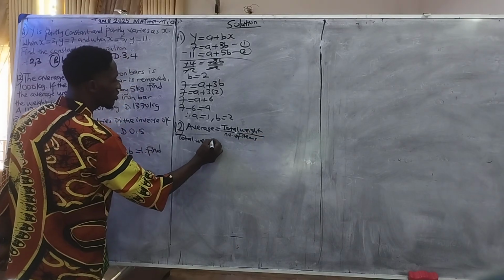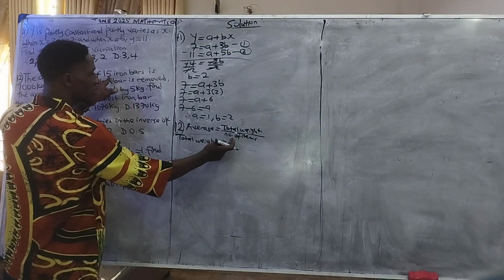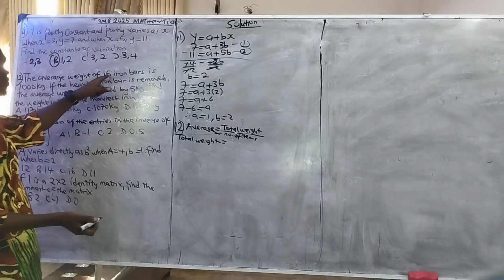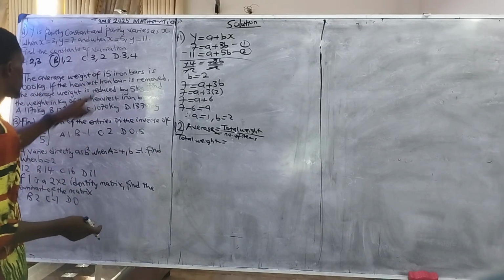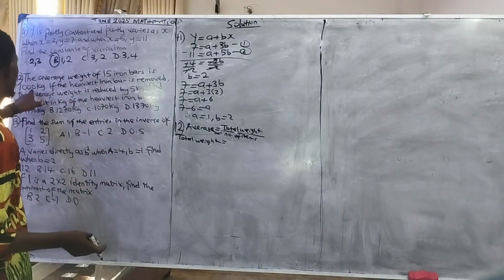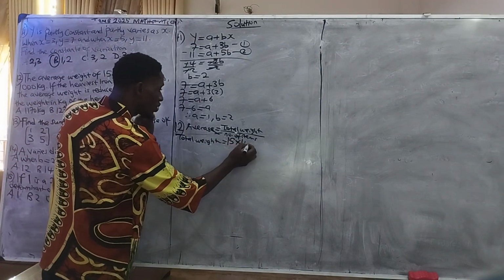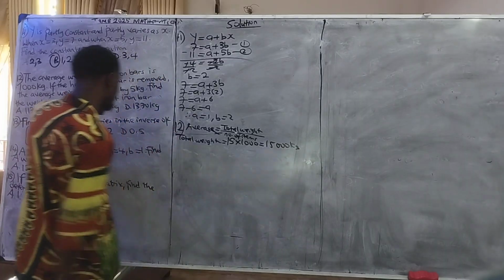So total weight, since we are given the average as 1000. So 15 times the number of them. That is when you cross multiply. So we have 15 times 1000 kg, where 15 is the number of iron bars and 1000 is the average. So we have 15 times 1000, which will give you 15,000 kg.